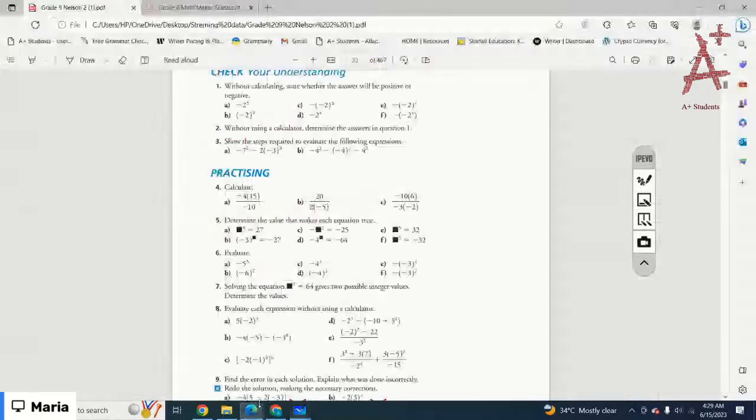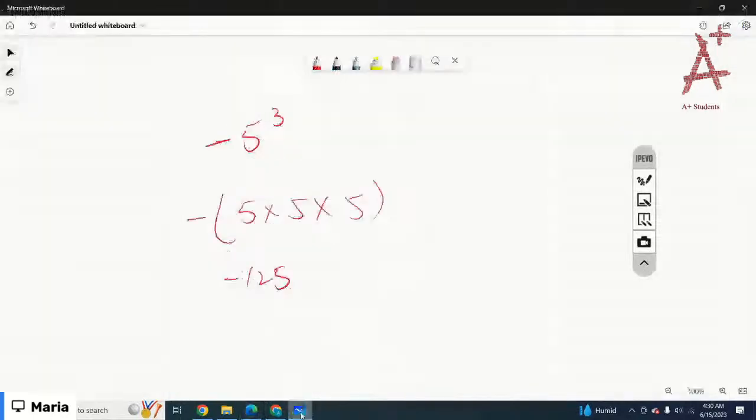Okay, the next one is negative 6 squared. Now you can see the negative 6 is inside the bracket. So you have to do negative 6 times negative 6. When you multiply two negative numbers, it makes positive, and 6 times 6 is 36. So it would be positive 36.